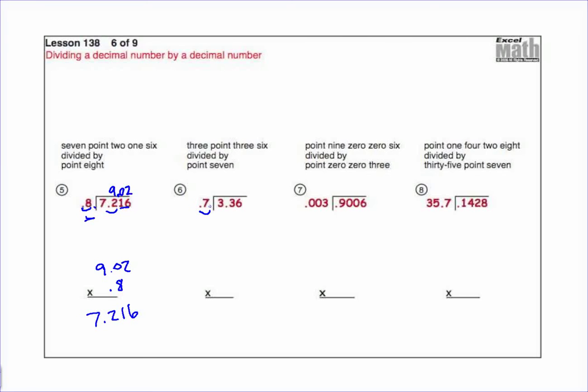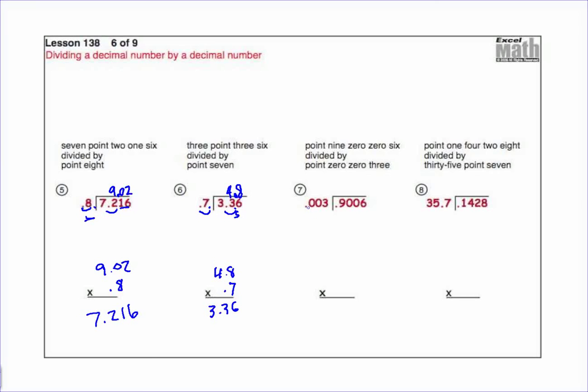Right, in this one, decimal point over right there. So the decimal point comes right up there. 7 goes into 33 4 times. That's 28. We have a leftover of 5. 7 goes into 56 8 times. So the answer is 4.8. And you should do 4.8 times 0.7, and you get 3.36.